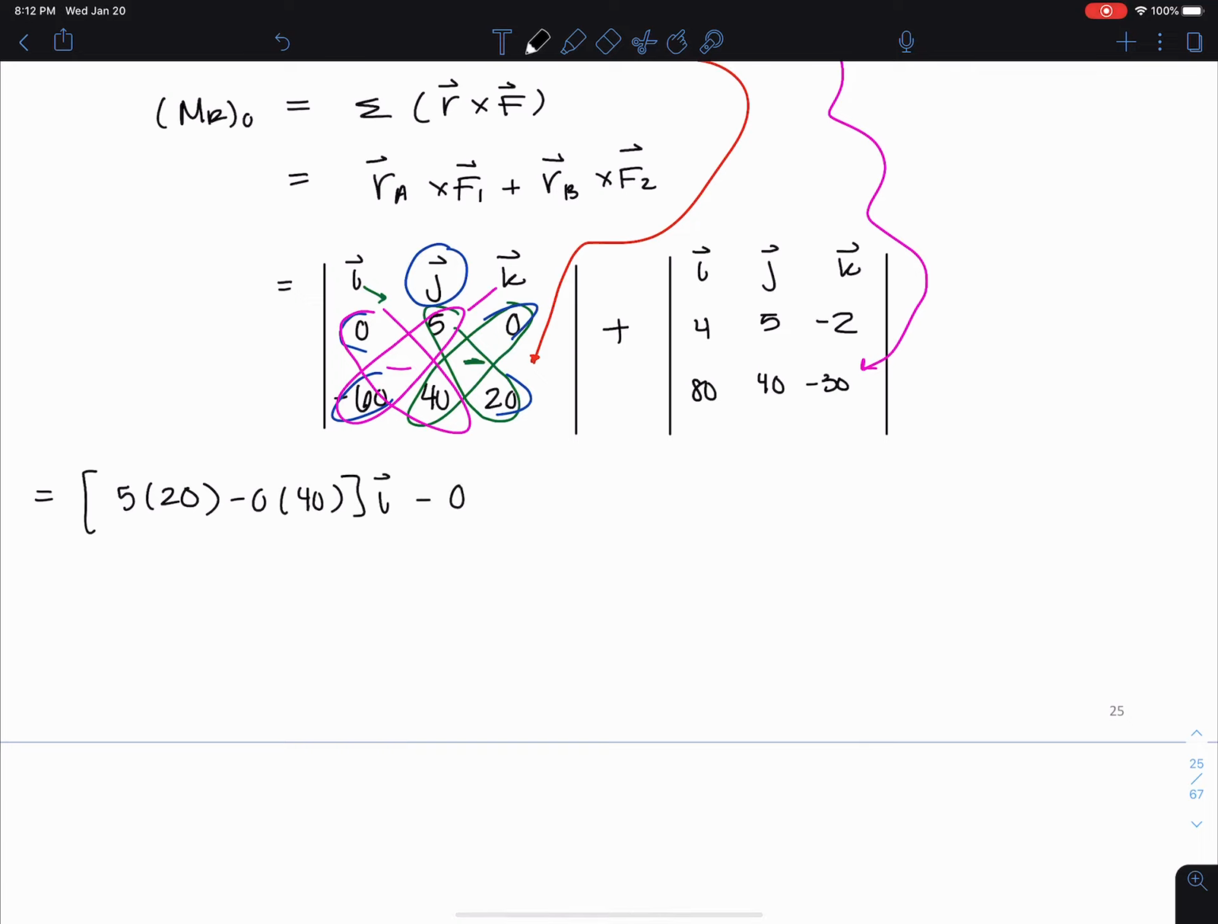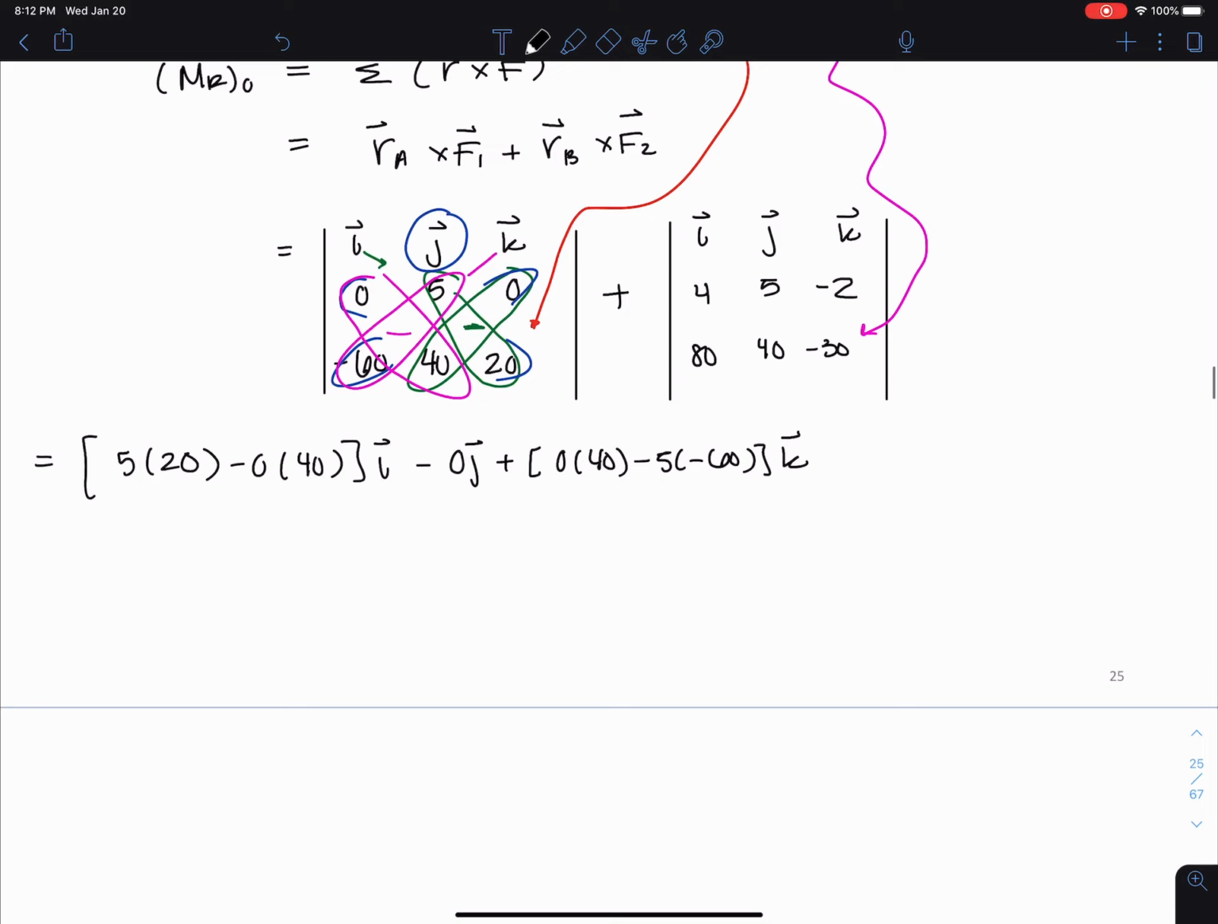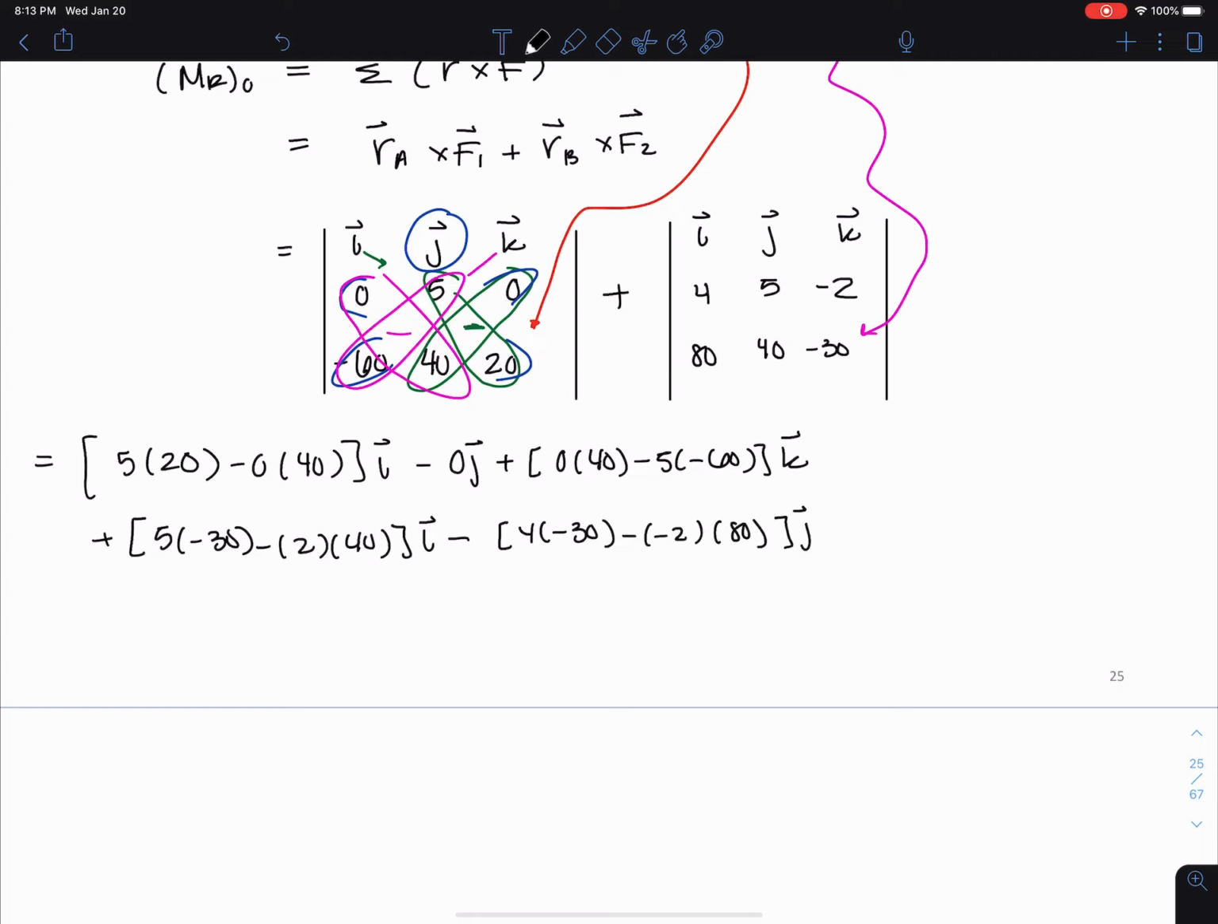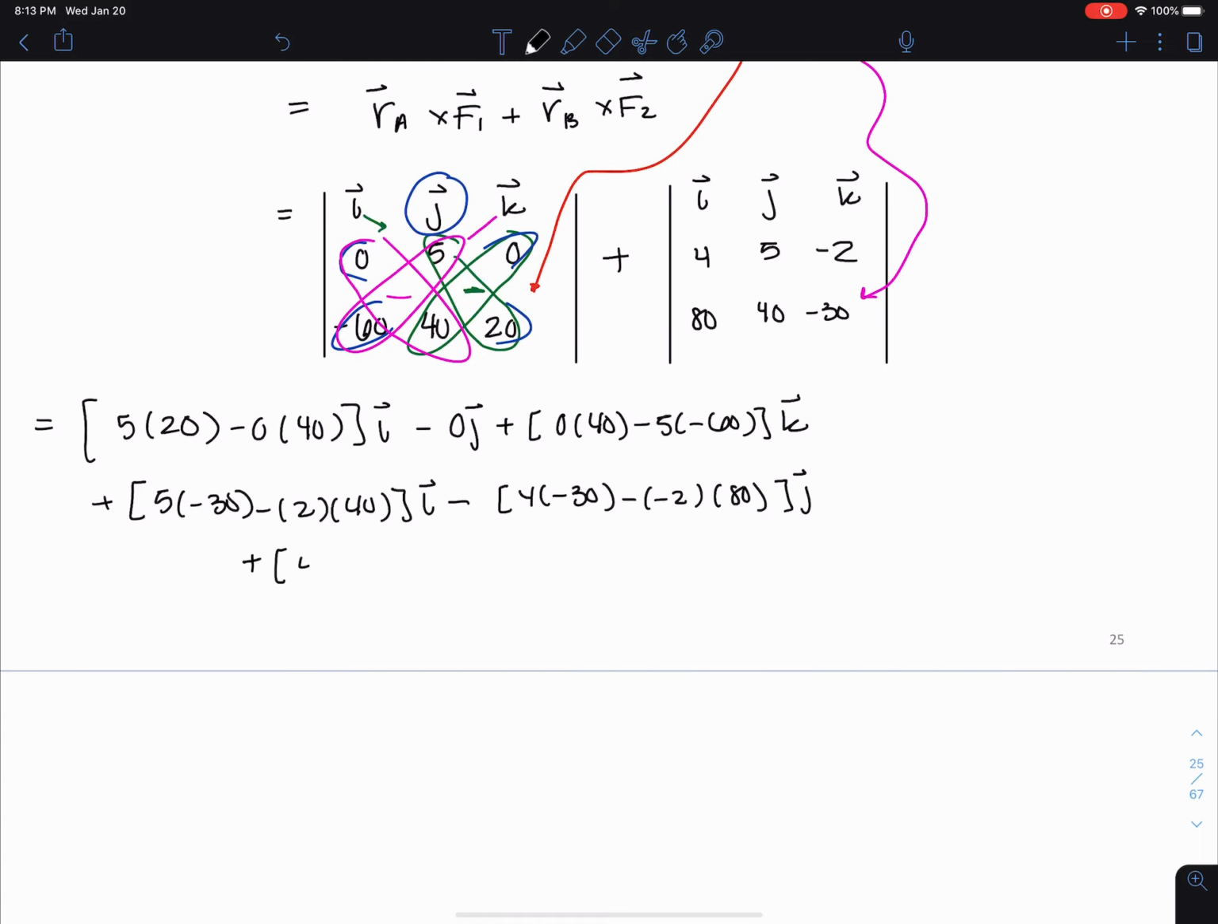I direction, minus 0 in the j direction, plus 0 times 40 minus 5 times negative 60 in the k. That's for the first one right there. The second one, I'm going to have a plus 5 times negative 30 minus 2 times 40 in the i, minus 4 times negative 30 minus a negative 2 times 80 in the j. And then last thing I have is the k. 4 times 40 minus 5 times 80 in the k direction.